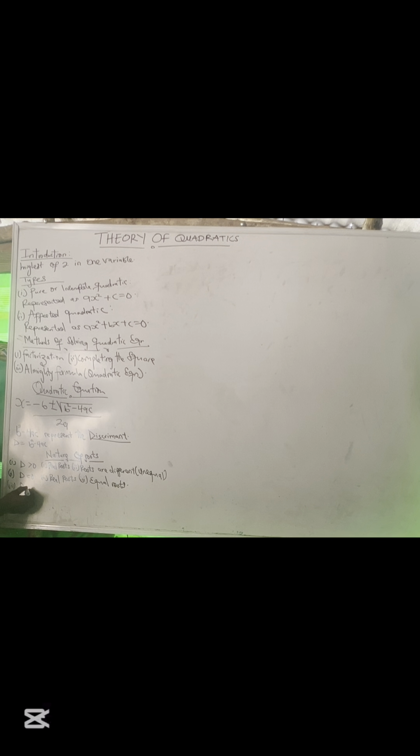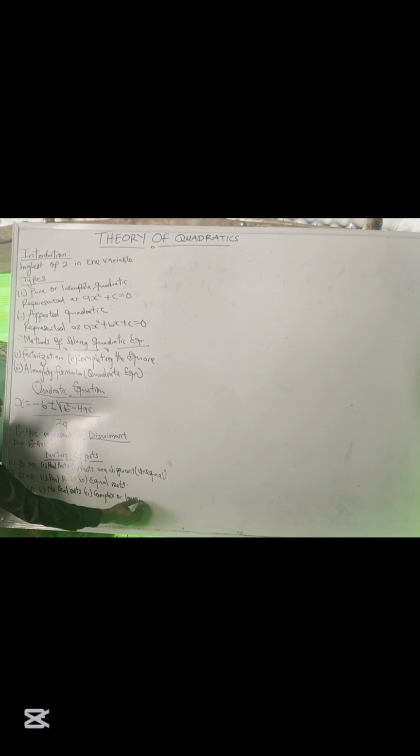And thirdly, if the discriminant is less than 0, we are not going to have real roots. There's going to be no real roots. Number 2, complex or imaginary roots. Also different.